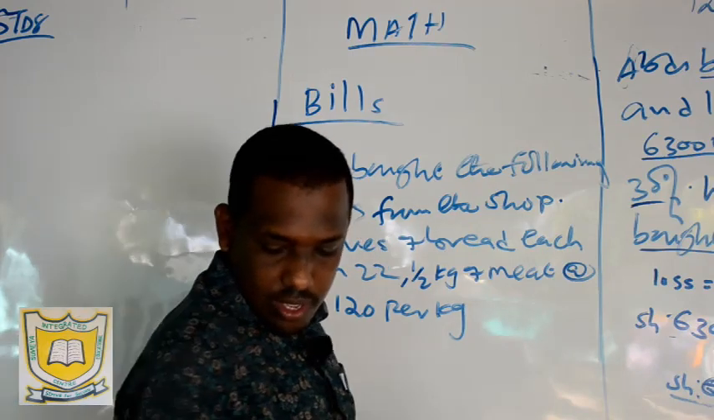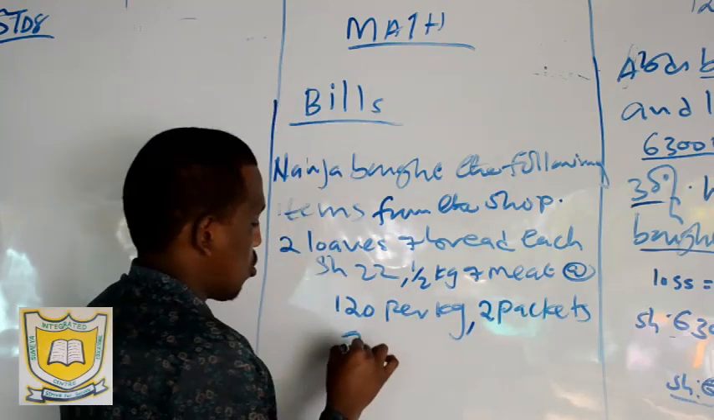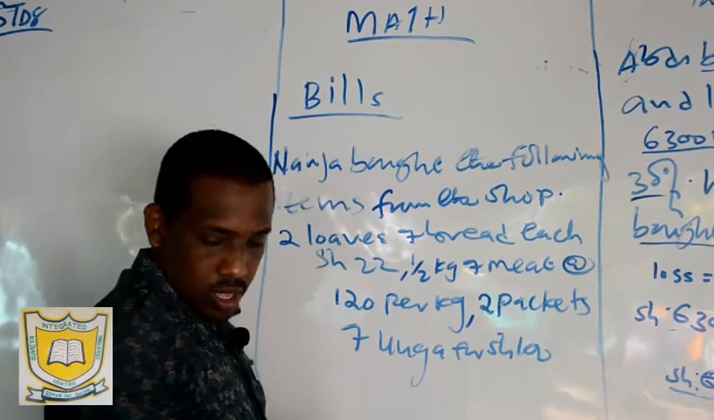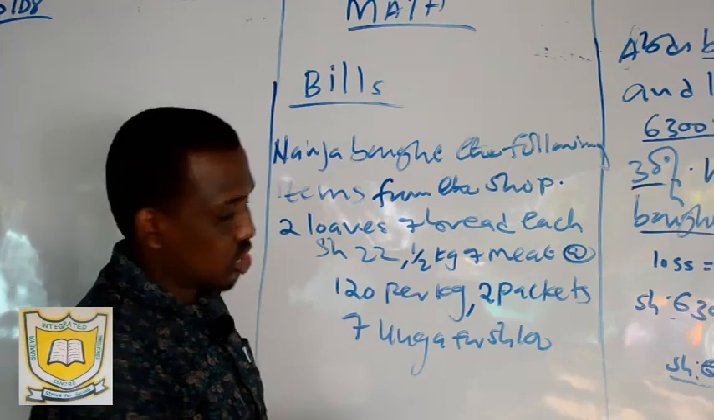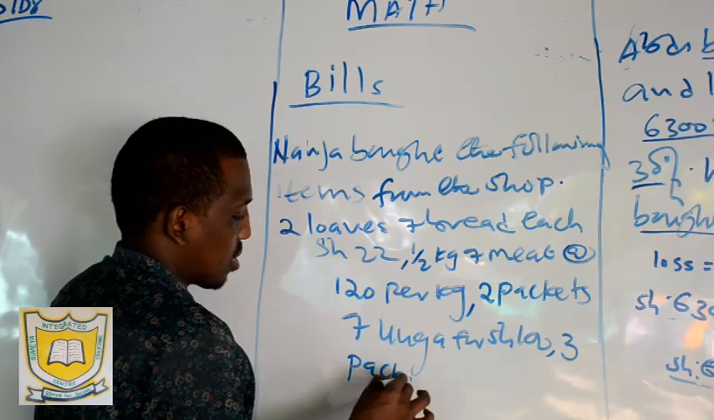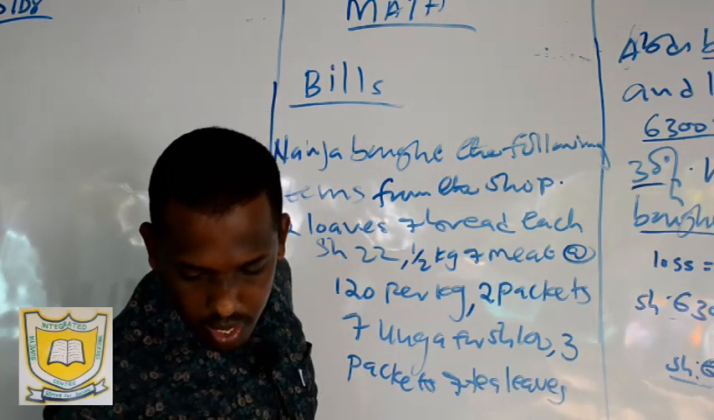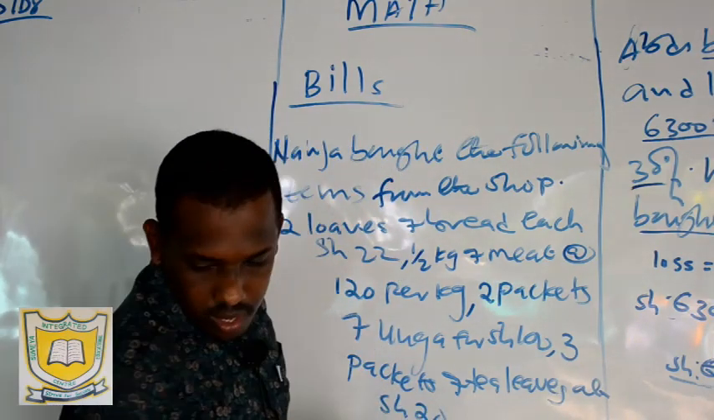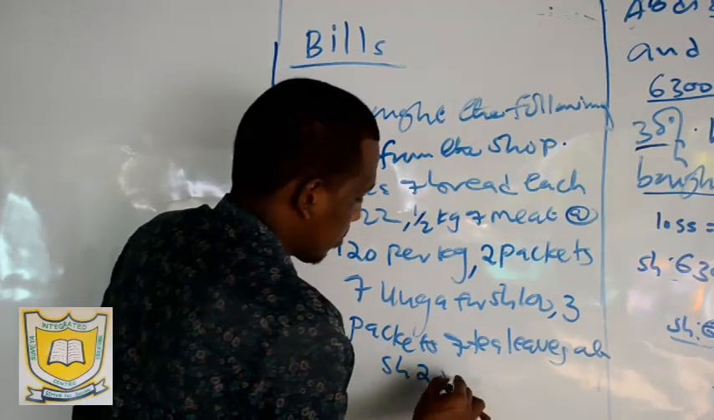2 packets of unga for shillings 100. 3 packets of tea leaves at shillings 20. Then they said, what was Ninja's bill?